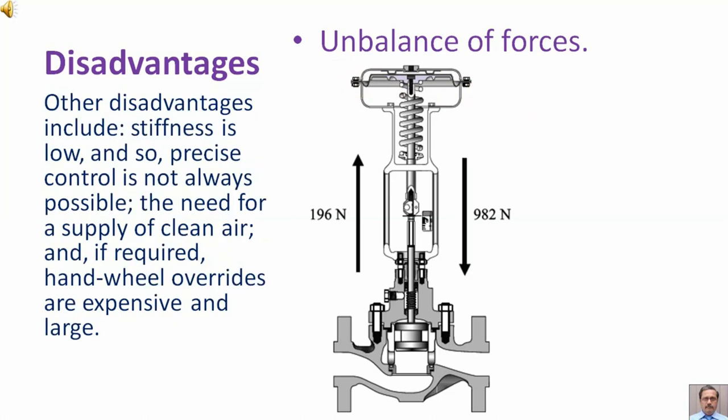Other disadvantages include stiffness is low, and so precise control is not always possible. The need for a supply of clean air, and if required, hand wheel overrides are expensive and large.